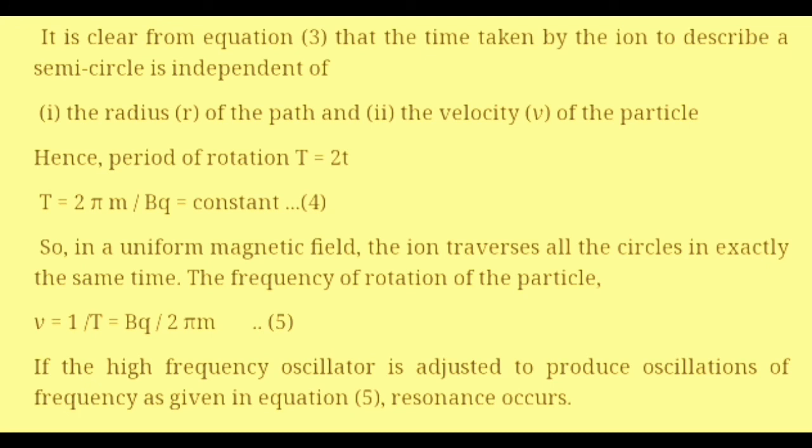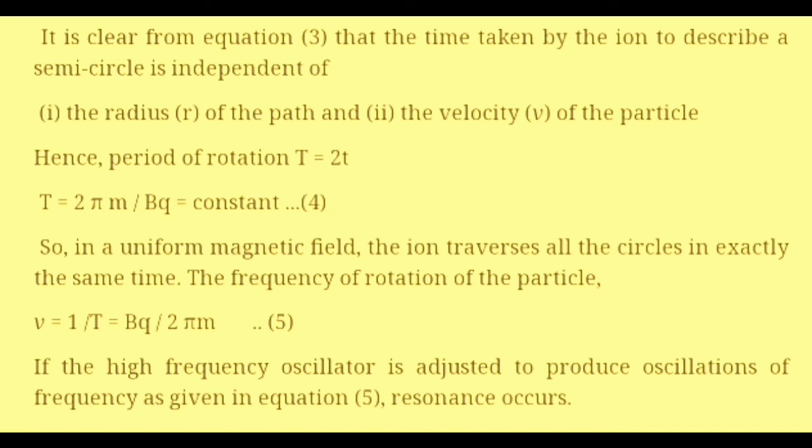So till now it is clear from equation number 3 that we have just got that the time taken by the ion to describe a semicircle is independent of the radius r of the path and the velocity v of the particle. Since all of the mentioned parameters are absent from the equation number 3, on the basis of which we can say that the time taken by the ion to describe a semicircle is independent of the radius r of the path and the velocity v of the particle.